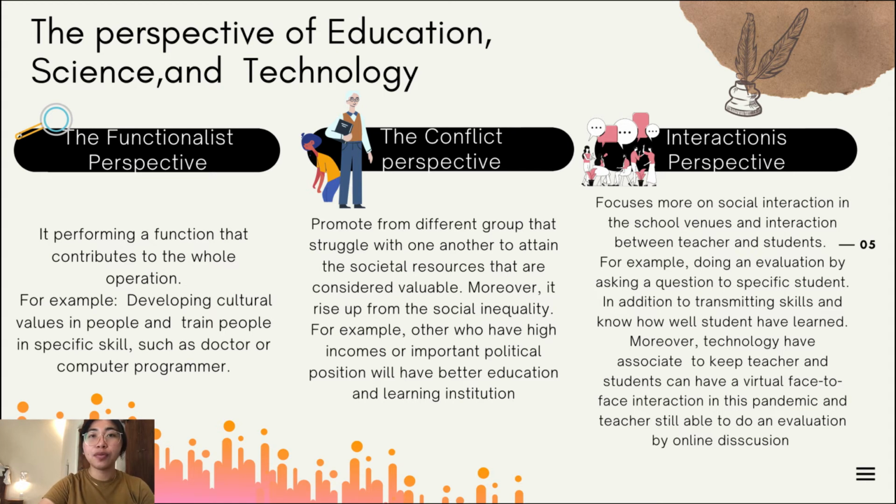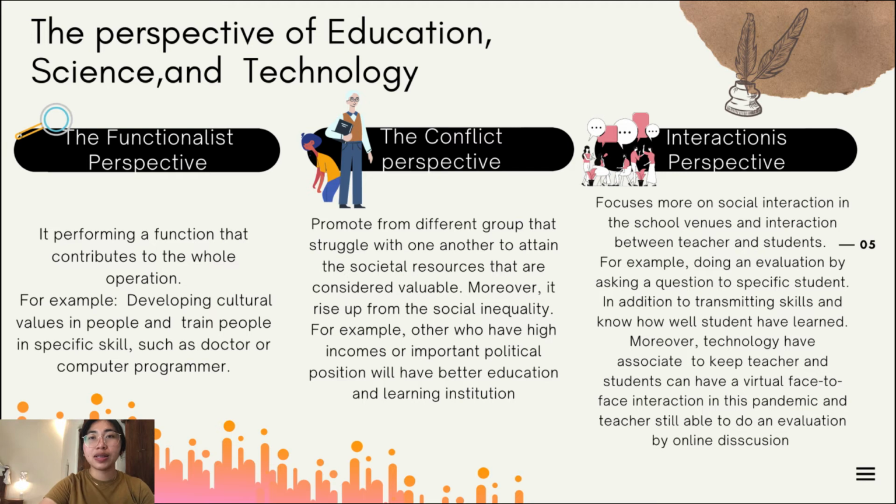Next is the conflict perspective. It promotes different groups struggling with one another to attain the societal resources they consider valuable, or it could increase social inequality. For example, those who have higher incomes or important political positions will have better education and learning institutions.